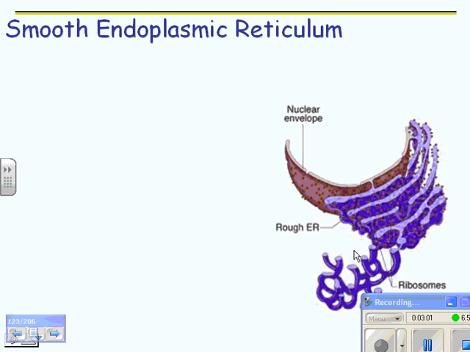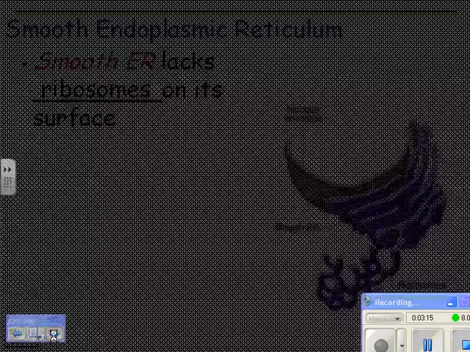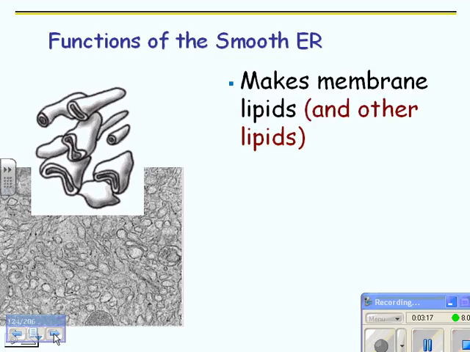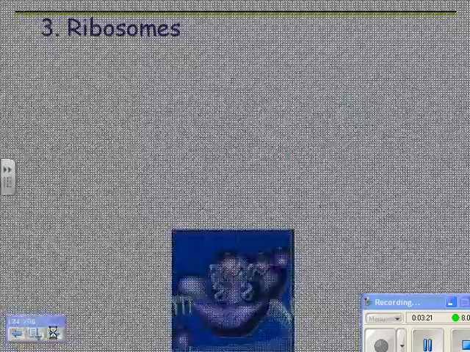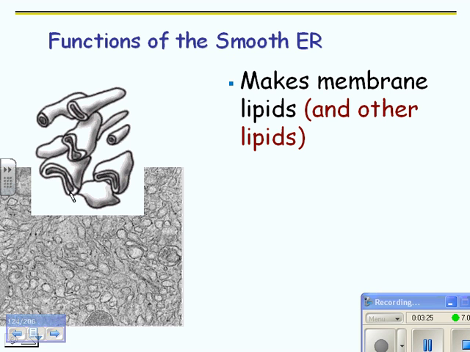Smooth ER, that's this part, that's the stuff with no ribosomes. If there's no ribosomes, then it doesn't have anything to do with proteins usually. So smooth ER lacks ribosomes on its surface, and it looks smooth, so that's why we call it smooth ER. The functions: it makes membrane lipids usually, and other lipids. Let me go backwards a little bit. This smooth ER is also involved often in detoxification, so you have a lot of it in your liver.